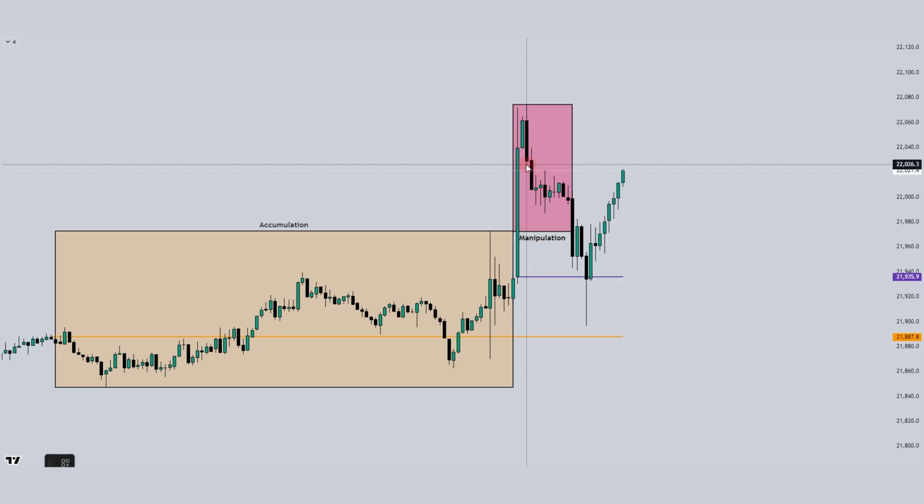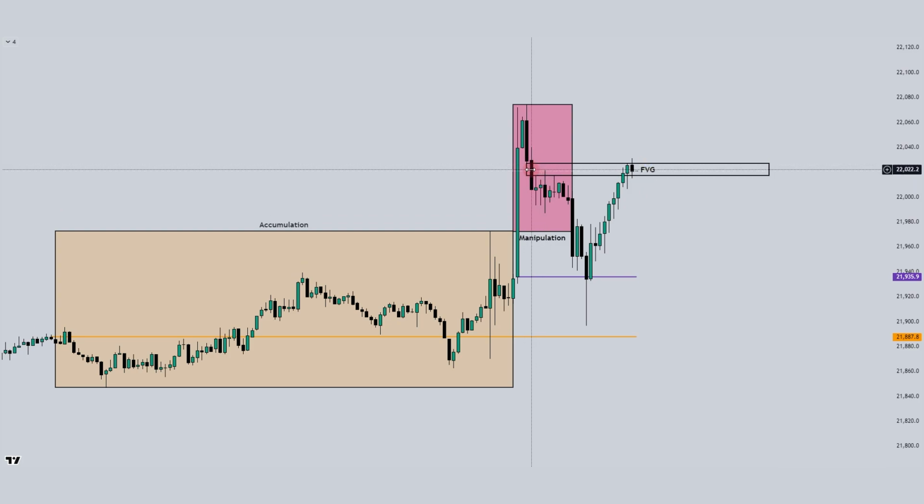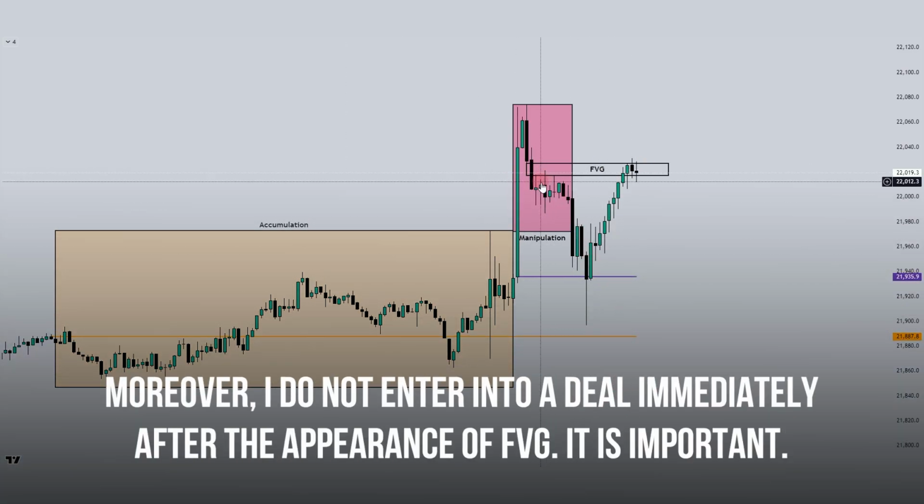As soon as there is a return after manipulation, I don't just jump into the market. I wait for the first fair value gap to appear on M5. It is this gap, like an imprint of the algorithm, that shows, yes, there was momentum here, and now the market maker can give a pullback. Moreover, I don't enter the trade immediately after the appearance of FVG.